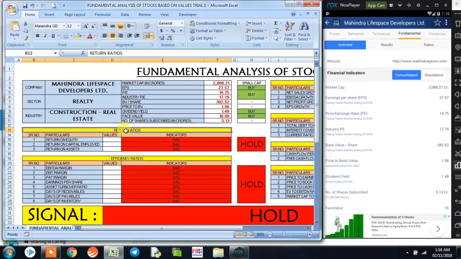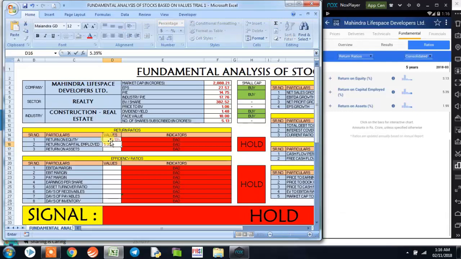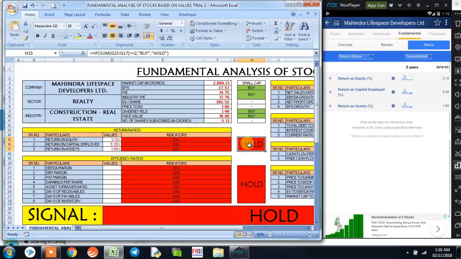Coming on to return ratio, for that click on ratios tab, and here we could see the return ratio. The first is return on equity, which is 3.13. Return on capital employed is 5.39. Return on asset is 1.99. So in terms of return ratio, it has not given us a signal to buy the stock at this point of time. Now coming on to efficiency ratio.